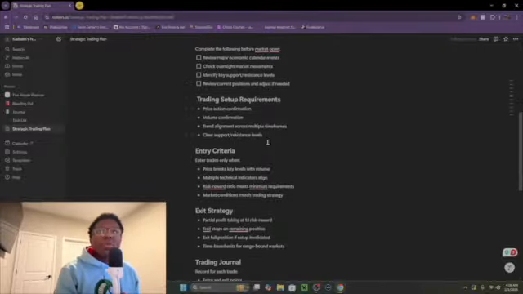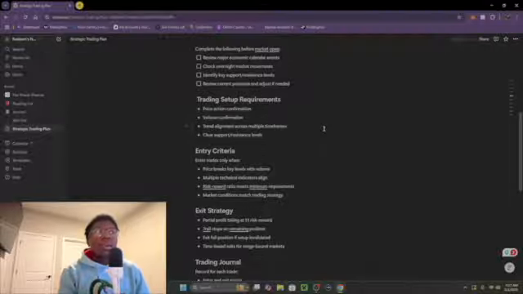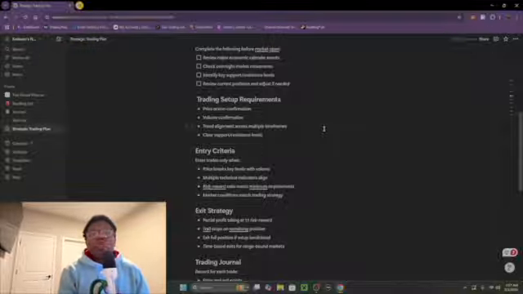So trading setup requirements. What do you have to see in order to get into a trade? Well, what do you need? Do you need a moving average confirmation? Do you need a break of structure? Do you need anything like that? What do you need? And this also ties into your entry criteria, right? So what do you have to see?